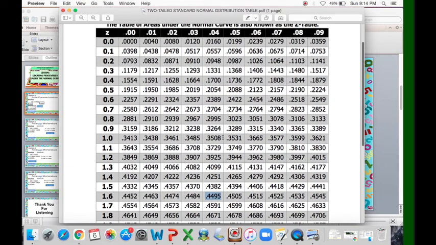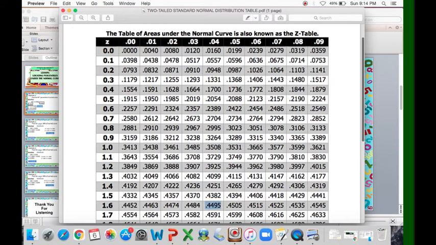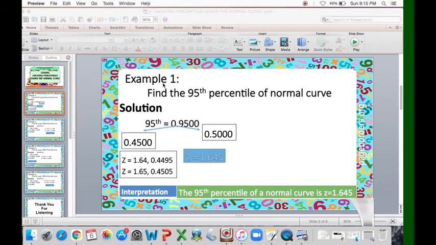And the z-score is 1.6, and then under this, at the upper part, 0.4. So 1.64. And higher than 0.4500 is 0.4505, so that's 1.65. Okay, so the z-scores are 1.64 and 1.65. Okay, and then we will add these two and then divide by 2, and our answer is z equals 1.645. So therefore, the 95th percentile of the normal curve is z equals 1.645.